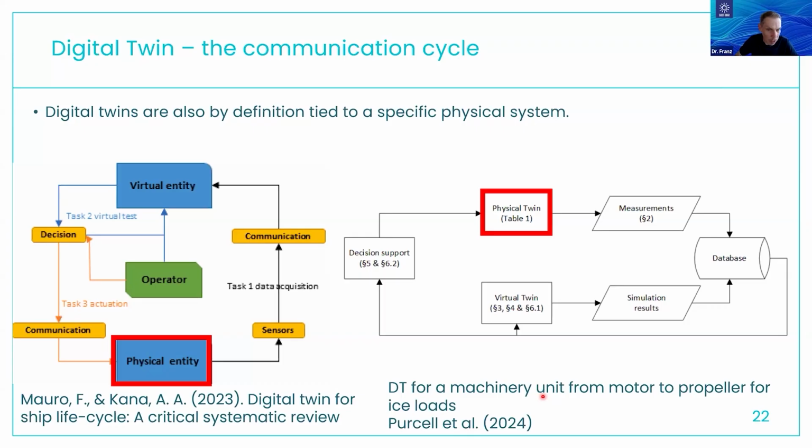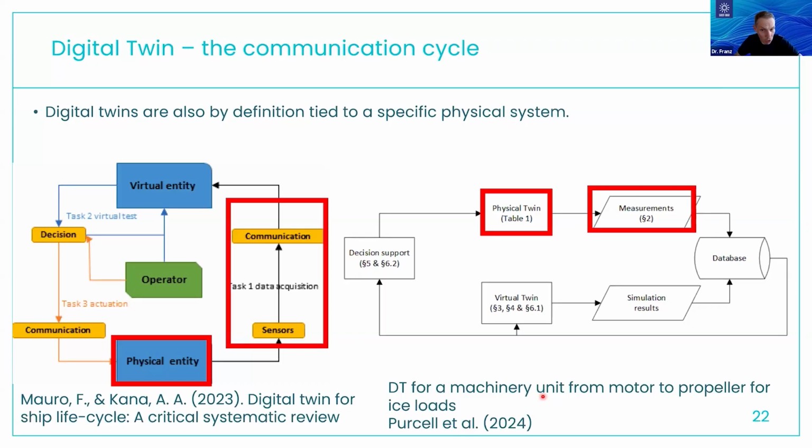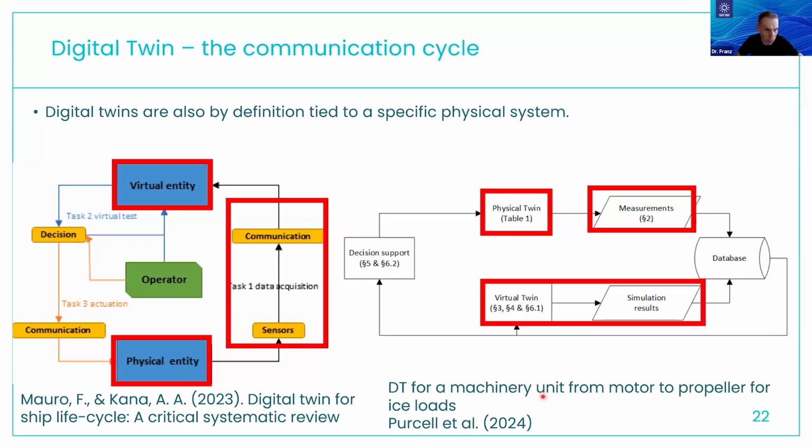And if we start, so we have in both cases the physical twin, which is the ship instrumented with some sensors. And these sensors, that actually is also our connection to the hull monitoring, they are then receiving data, they are the measurements, and they are then communicating with the virtual entity. So in this case, we have the virtual entity on top on the right-hand side, and here we have it here at the bottom. So in the digital twin that we have here on the right-hand side, we also used those data in order to trigger simulations, and those data were fed back in the database.